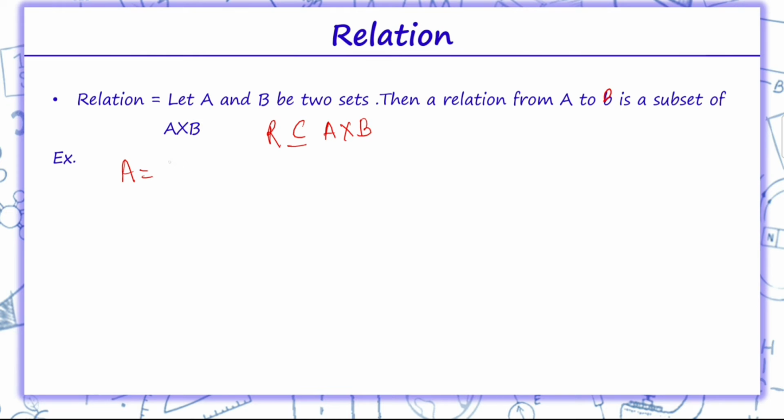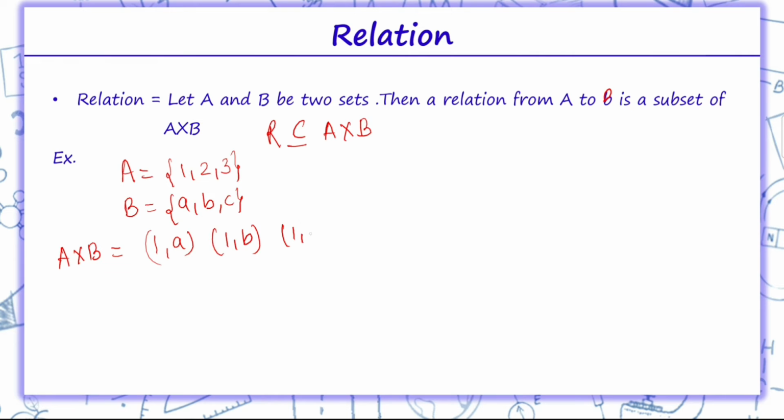Now as we studied in our part 1 video, let's suppose I am provided with set A. Set A consists of elements 1, 2, 3 and set B consists of elements A, B, C. So their Cartesian product will be 1A, 1B, 1C, 2A, 2B, 2C, 3A, 3B, 3C.